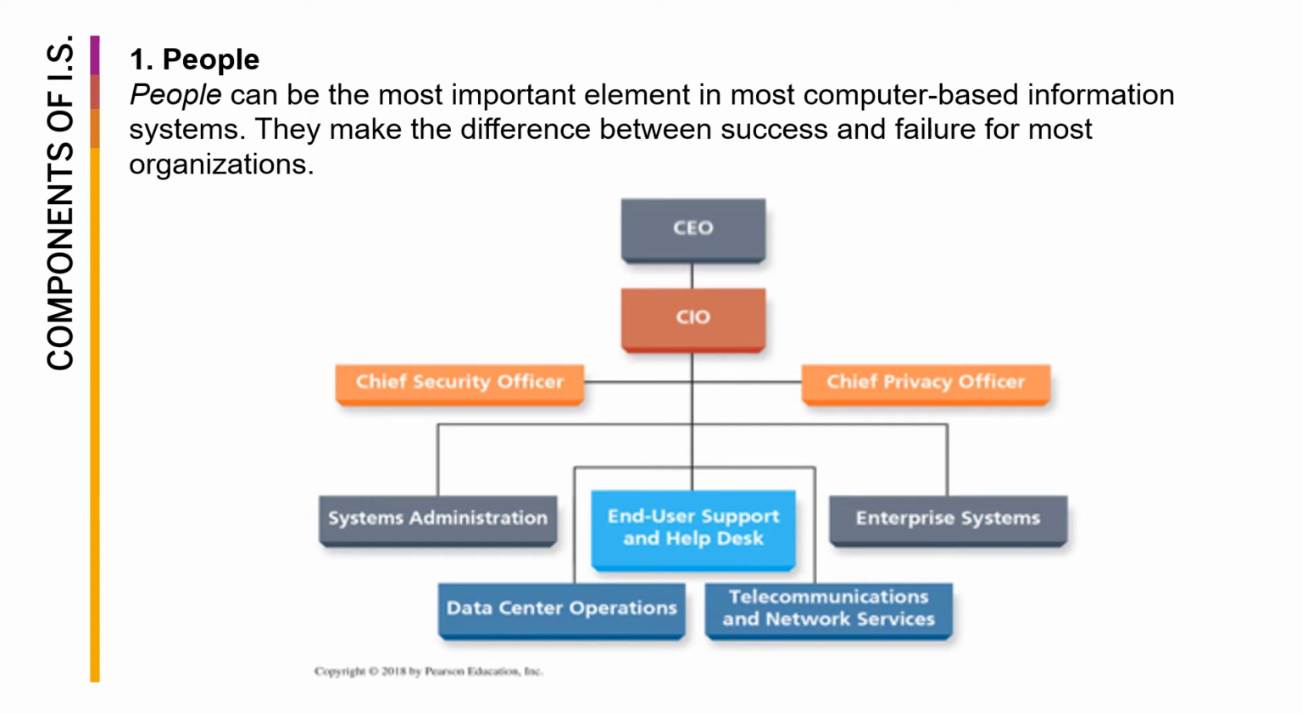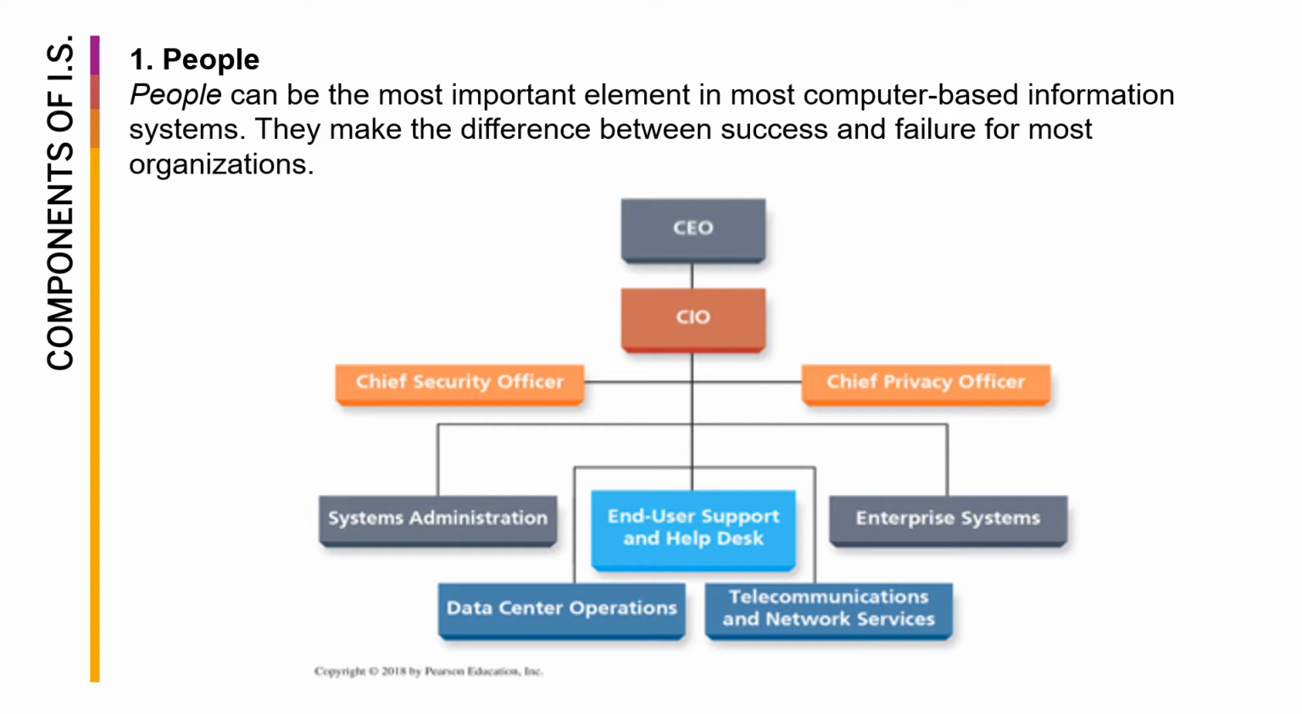People can be the most important element in a computer-based information system. The design, development, launch, and maintenance of any information system involves teams of people. The human element plays a crucial role in the success or failure of most information systems. What you're seeing here is the functional business unit responsible for planning, managing, and supporting information systems, often called the Information Technology Department or Information Systems Department. Heading the department is the Chief Information Officer.